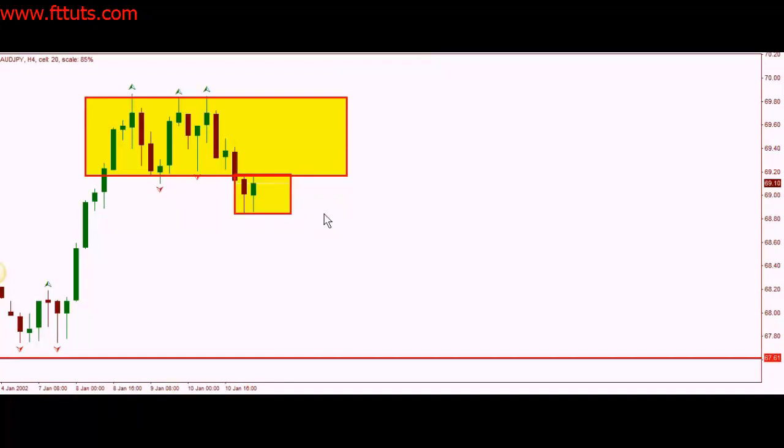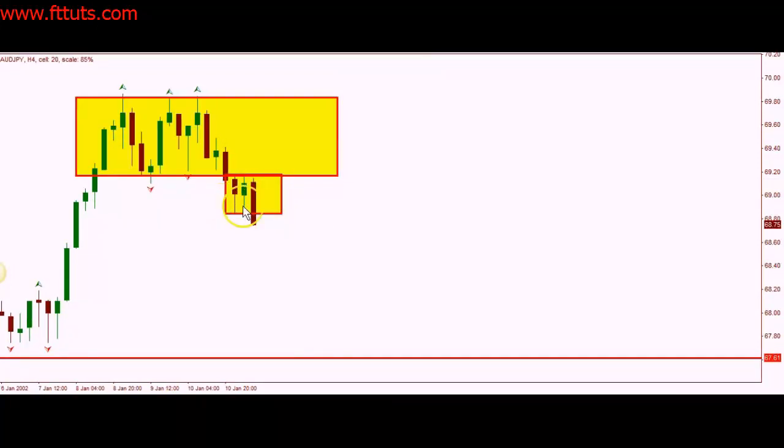So now I'm just going to watch the market, and it breaks out and closes below. I'm in the trade right here. My stop loss is up above the box here. So we're in this trade. We take this trade to the downside right here.